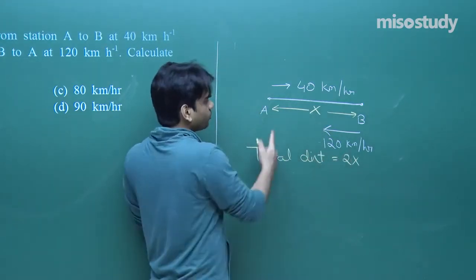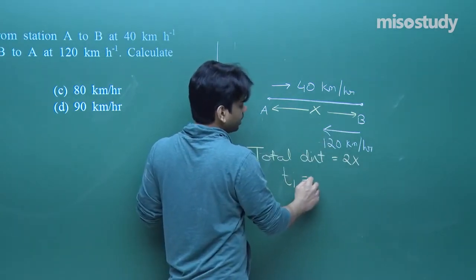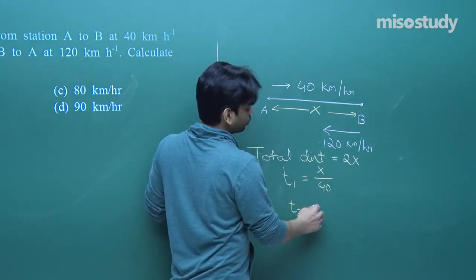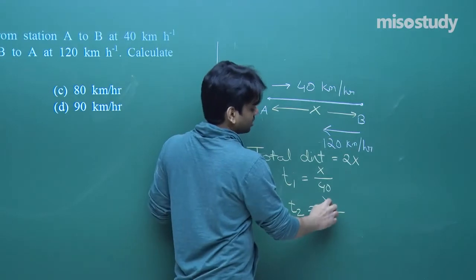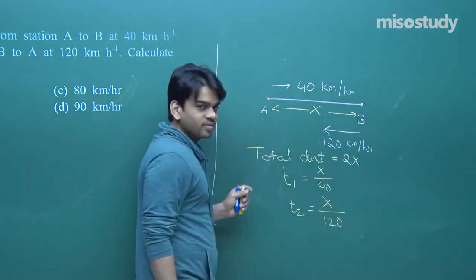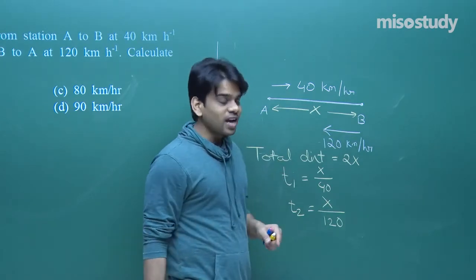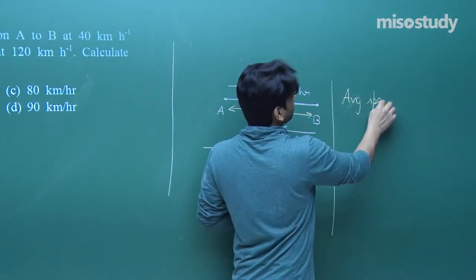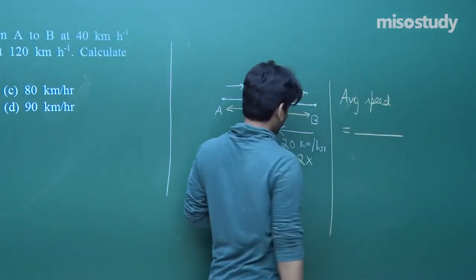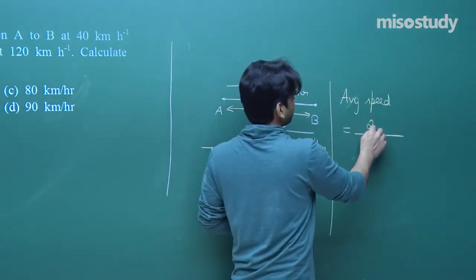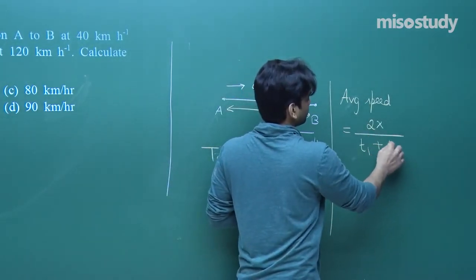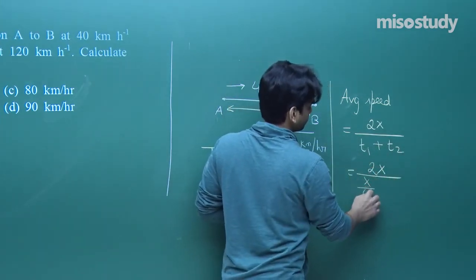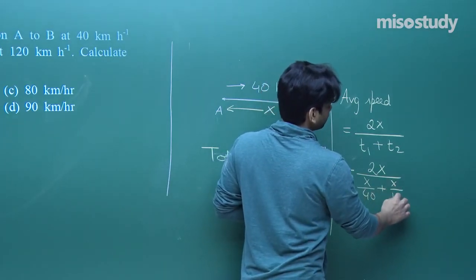Let's talk about the time taken to move from A to B. Time t1 will be distance upon speed, x upon 40. Time t2, for returning from B to A, is distance upon speed. Let's go ahead and write down the average speed formula. Average speed is equal to total distance 2x divided by total time. Let's put up the values. 2x, t1 is x by 40, t2 is x by 120.